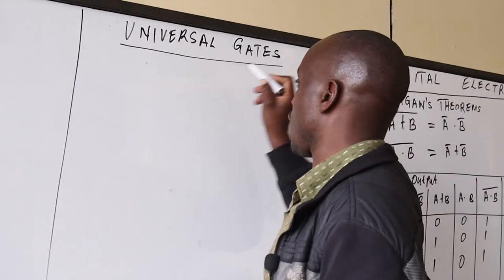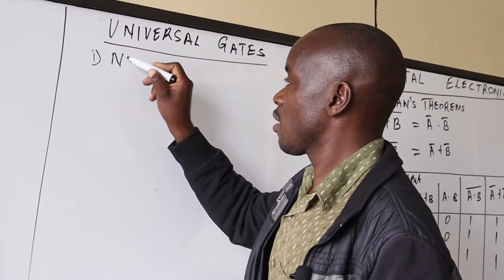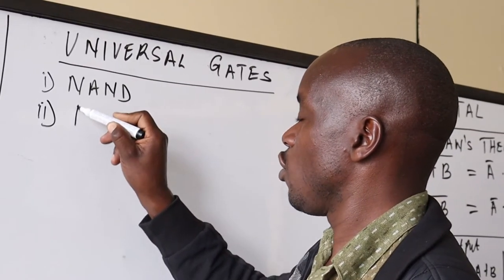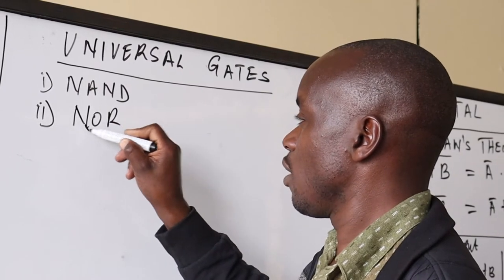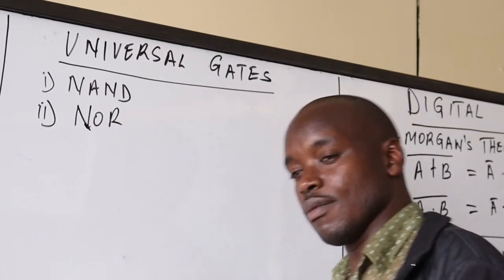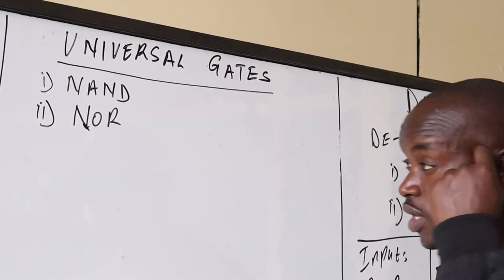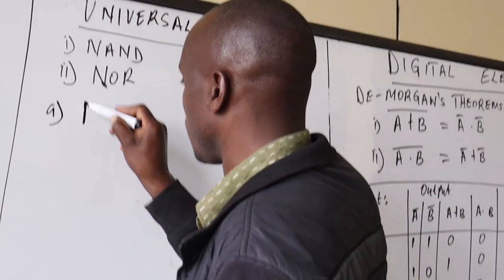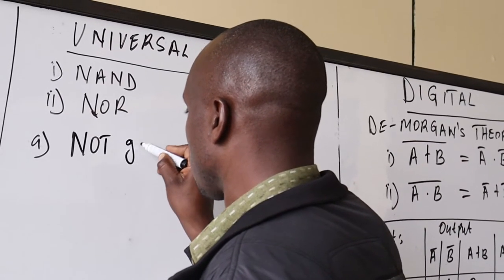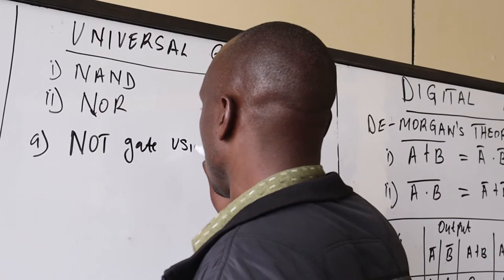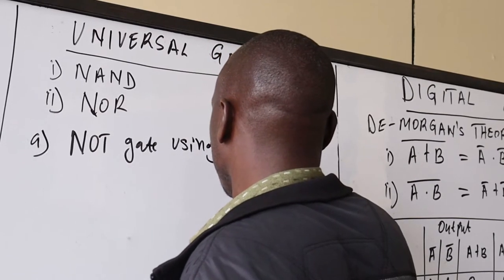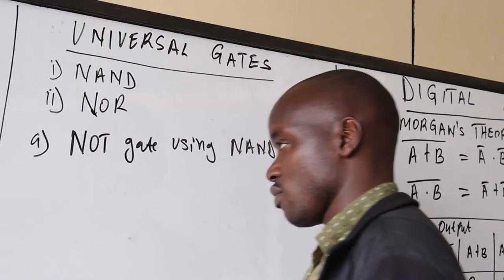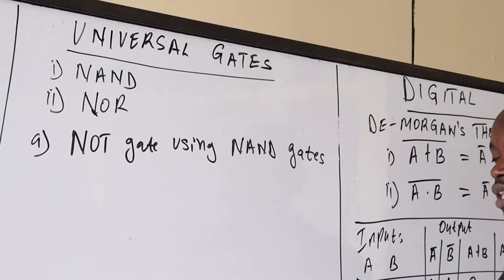So our universal gates are number one, NAND, and number two, NOR. But for today's lesson, I will use NAND gates to implement other gates. The first one, A, is a NOT gate using NAND gates. So I want to use the NAND gate to implement a NOT gate.